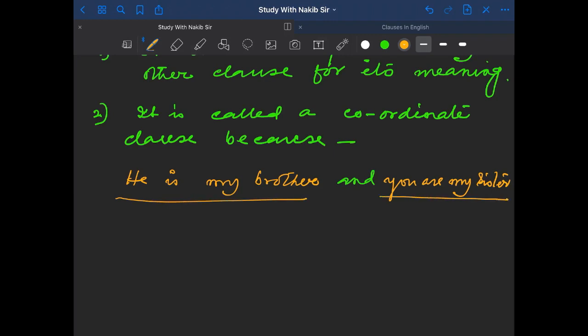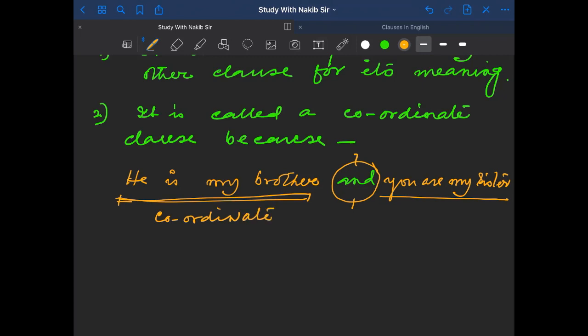He is my brother. If you use it separately, it is a sentence, and you are my sister, when used separately, it is a sentence. But here they are not sentences, they are joined in a long sentence by the use of the coordinate conjunction and. These two parts are coordinated with the conjunction and. They are equal in rank. They are not depending on one another. So they are called coordinate clauses.